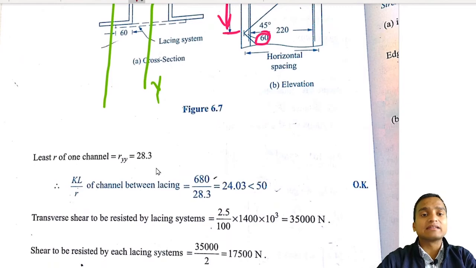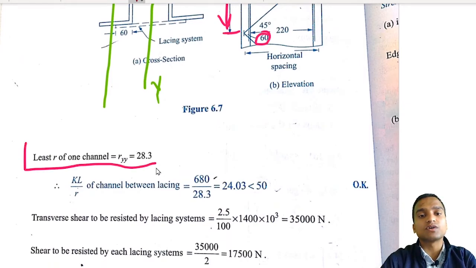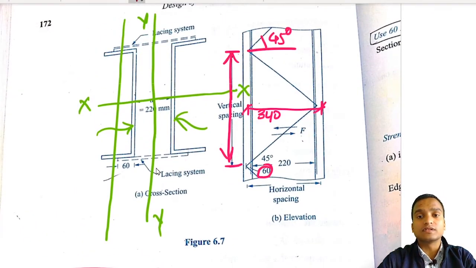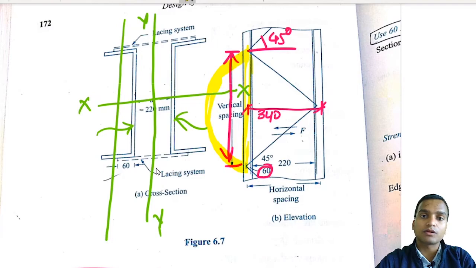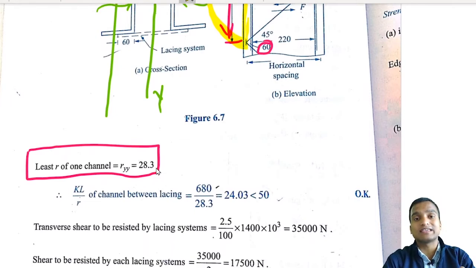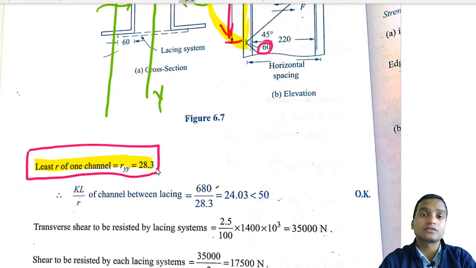And we know the least radius of gyration for one channel, because in local buckling, if this becomes the critical part, then there is a chance that this column which you are seeing here as vertical may buckle like this. So that's why we are considering the least r value for one individual channel section, and that is obviously RYY, and we have taken this least radius of gyration.